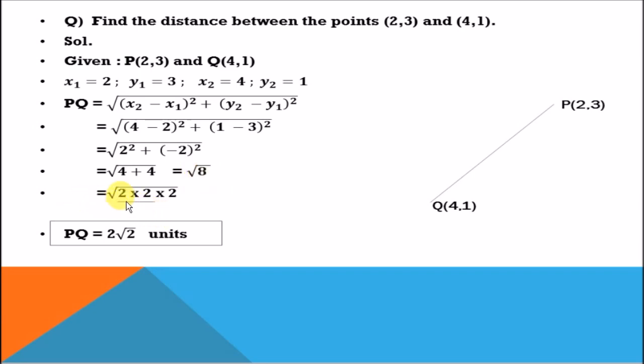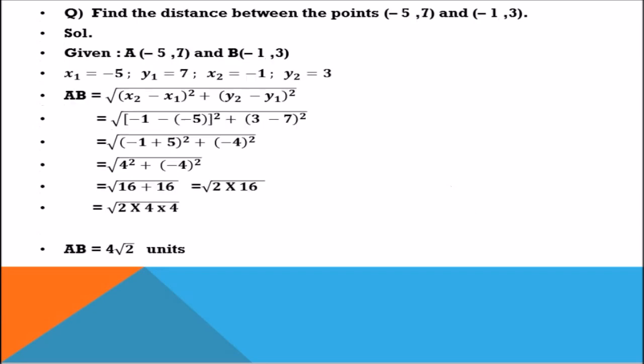So under root 8 we can express as 2 into 2 into 2. 2 2s are 4, 4 2s are 8, prime factorization. Since we have one pair of 2, PQ will be equal to the one pair of 2, which is under the square root, that will come out. So 2 will still remain inside the square root, that is PQ will be 2 root 2 units. So we have calculated the length of PQ.